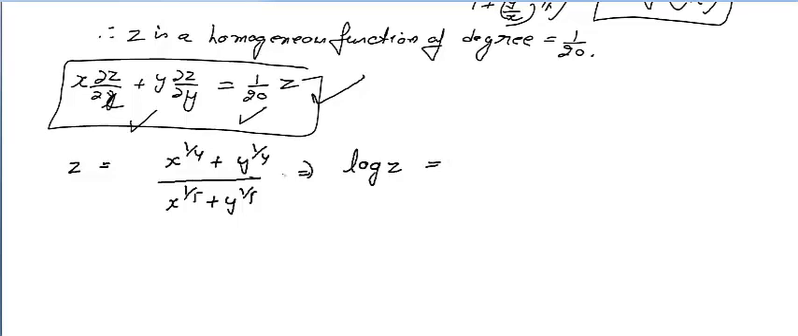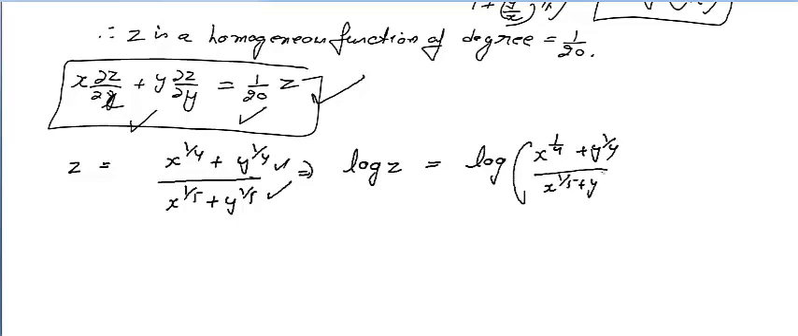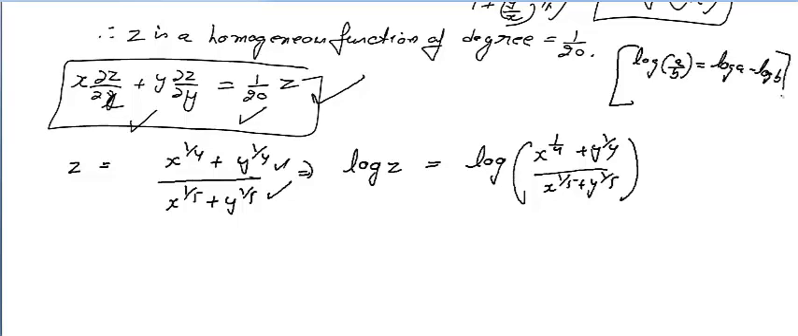Because here u over v is a very lengthy formula, to avoid this I am going to use log. Taking log both sides, x raised to power 1 by 4 and y raised to power 1 by 4, x raised to power 1 by 5 and y raised to power 1 by 4. You know that there is a formula, log a over b is equal to log a minus log b. Correct?